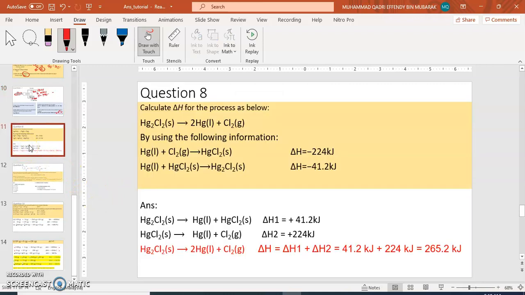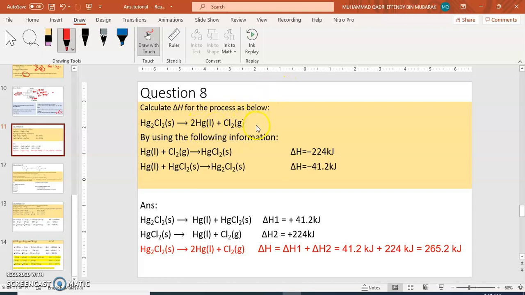And then it's about Hess's law, and also enthalpy. Enthalpy is an important energy that we calculate in chemistry, where the enthalpy is about the internal energy. If we want to make a reaction, we need to ensure what kind of enthalpy it possesses, and whether it is endothermic or exothermic. So question 8 asks us to calculate the delta H, the enthalpy, for the process as below. So here is the product.